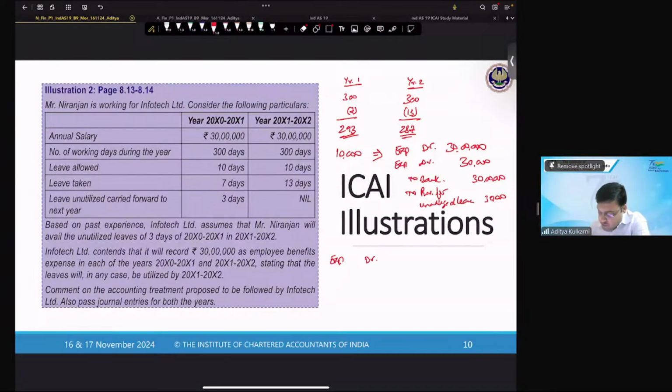Yes, sir. So by coming less, my expense in the P&L will be 29 lakh 70,000. But payment will be how much? 30 lakhs. So this difference of 30,000 will be unutilized provision reversal. Provision for unutilized leave. This 30,000 rupees is the provision that I created in year 1, which I am reversing in year 2. Have you understood this? Yes.